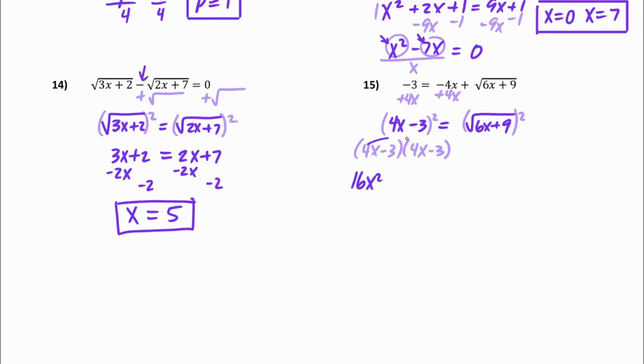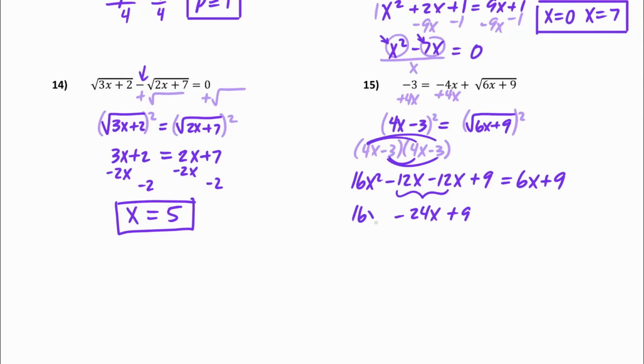16x squared from 4x times 4x. We get minus 12x. We get another minus 12x. Usually these two centers will be duplicates when you multiply by itself. And then plus 9. That is equal to 6x plus 9 on the right-hand side. And now we're going to go ahead and combine. As you've seen before, we get minus 24x. We get a plus 9. And we're keeping the 16x squared in the front.